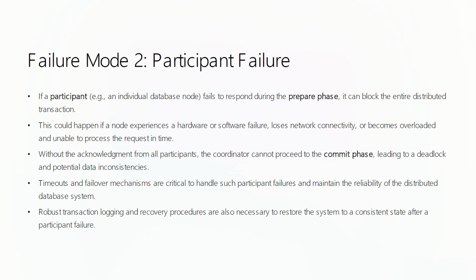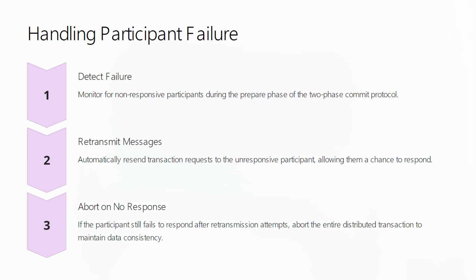How can we handle participant failure? When a participant fails, one common method of handling it is retransmitting messages. The coordinator can attempt to resend the prepare or commit request a few times to see if the participant responds. However, if the coordinator still doesn't receive a response after several attempts, it will abort the transaction to maintain consistency. This approach ensures that the transaction doesn't remain in a blocked state indefinitely.